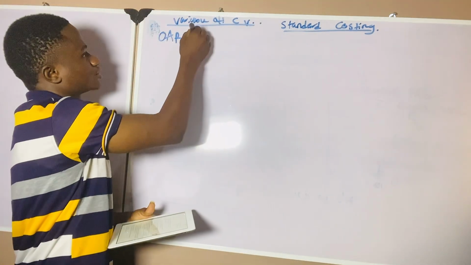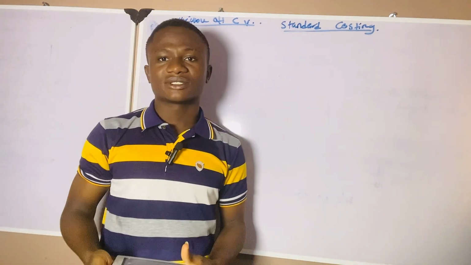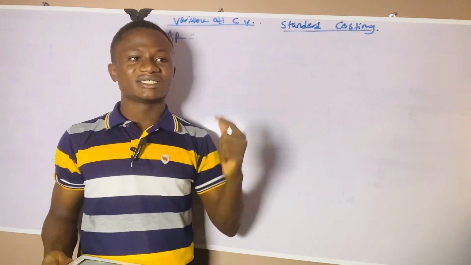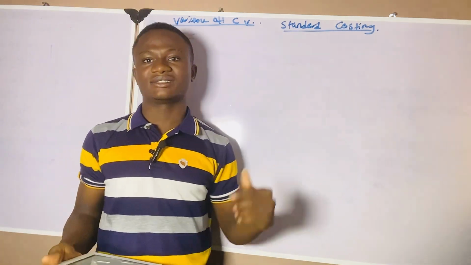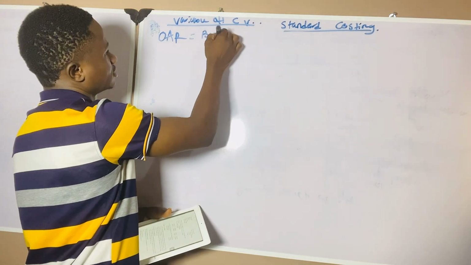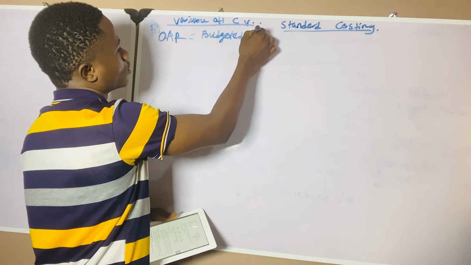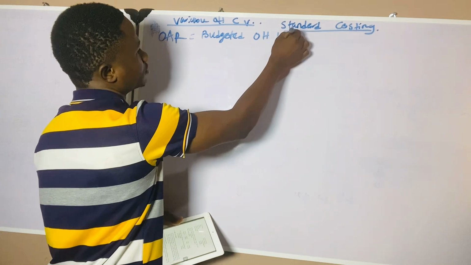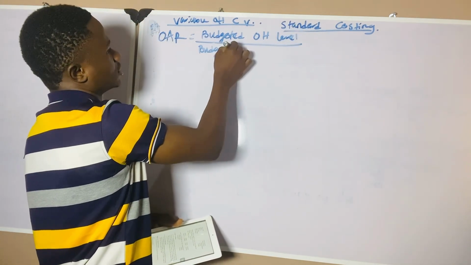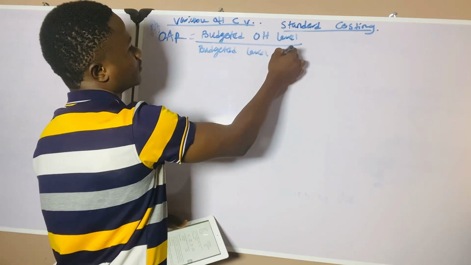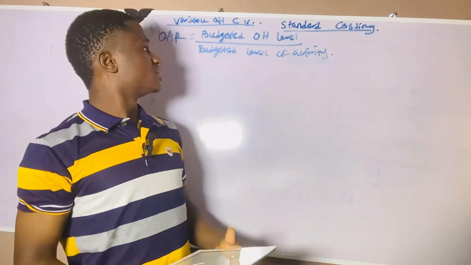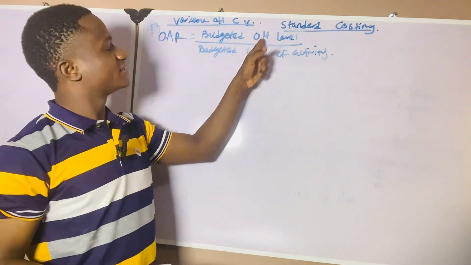Now, how do you calculate the overhead absorption rate? You look for the budgeted level of overhead, that means the overhead in the standards, divided by the budgeted level of activity.